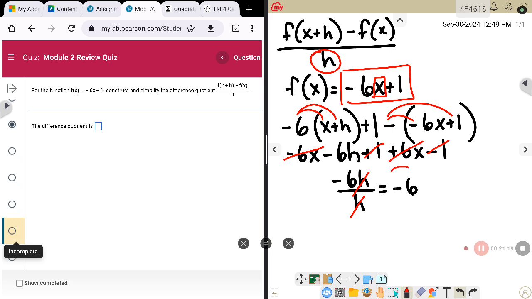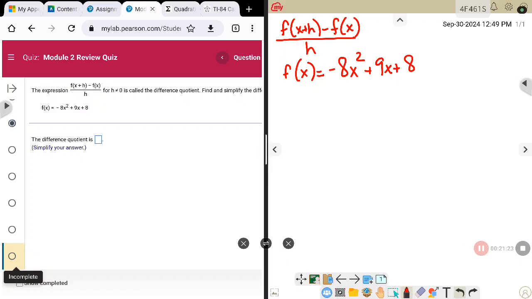The h's cancel, so you are just left with negative 6. All right, last one, another difference quotient. So I'm going to, just like the last problem, rewrite my function, replacing the x's with x plus h's. So if I do that, I've got negative 8, replace your x with x plus h squared, plus 9, replace that x with x plus h, bring down the plus 8.